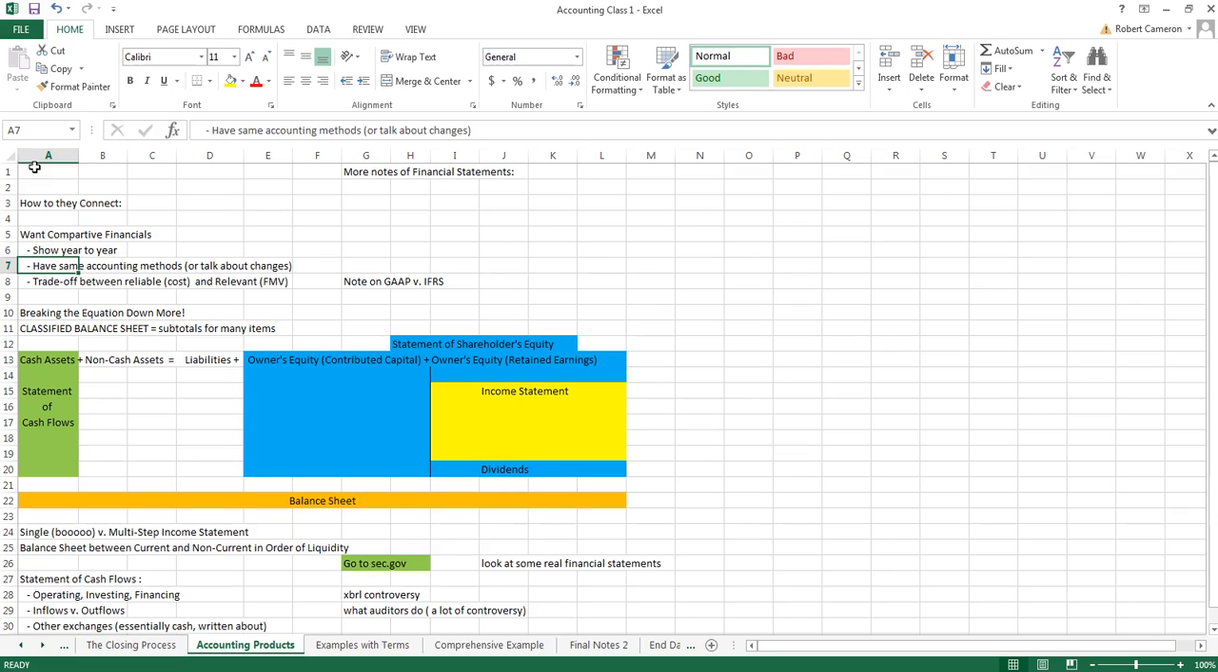So, I've been using financial statements very vaguely. I haven't told you what the financial statements are. So now in this next section, I'm going to go into them. I'll get to this note later.